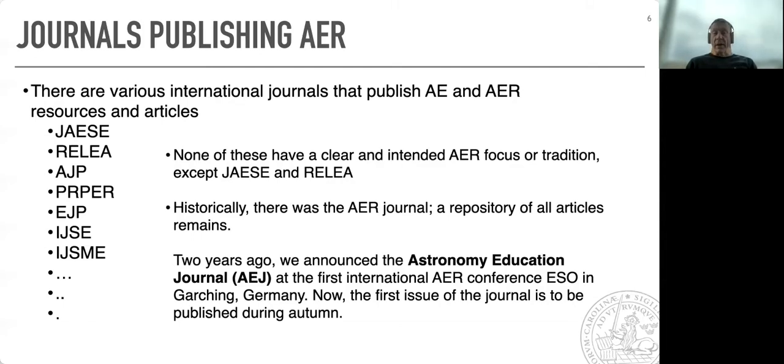2 years ago, we announced the Astronomy Education Journal at the first International Astronomy Education Research Conference at ESO in Garching in Germany. And now the first issue of the journal is to be published during autumn. We have a set of good articles in it that is going to be published as the first one.